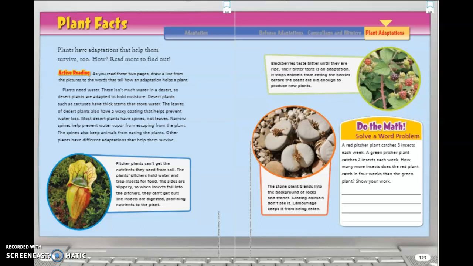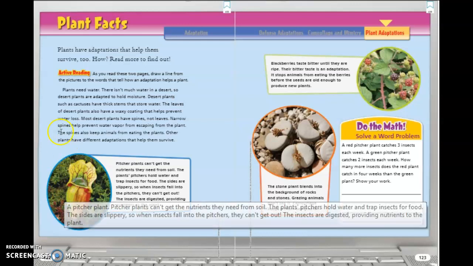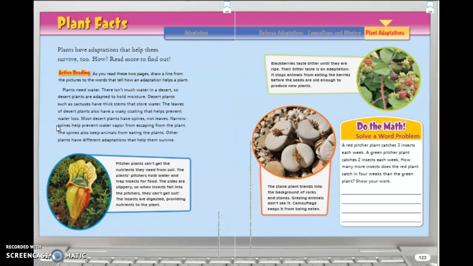Okay, let's look at the picture down below for the pitcher plants. Pitcher plants can't get the nutrients they need from soil. The plant's pitchers hold water and trap insects for food. The sides are slippery, so when insects fall into the pitchers, they can't get out. The insects are digested, providing nutrients to the plant.